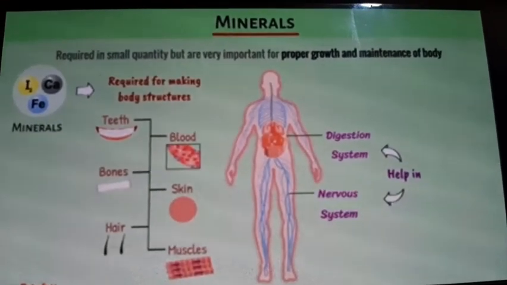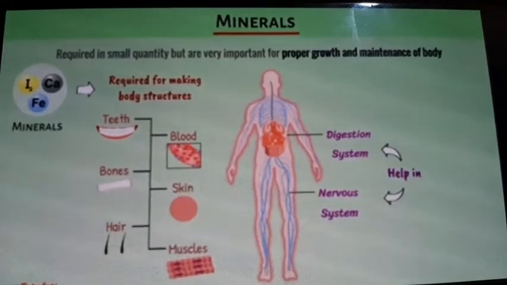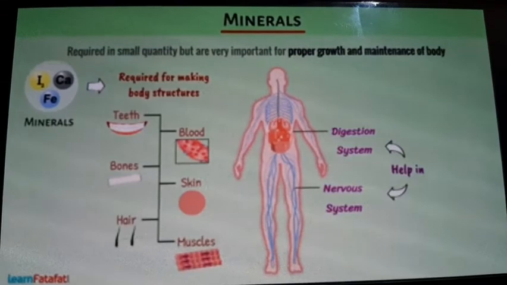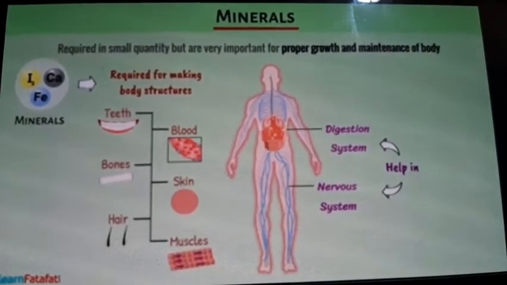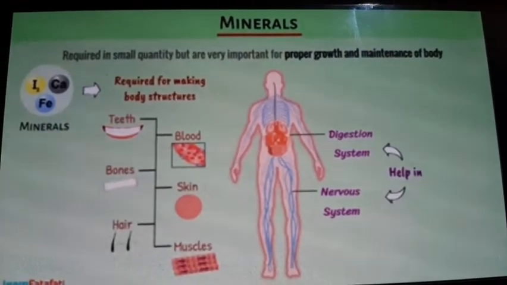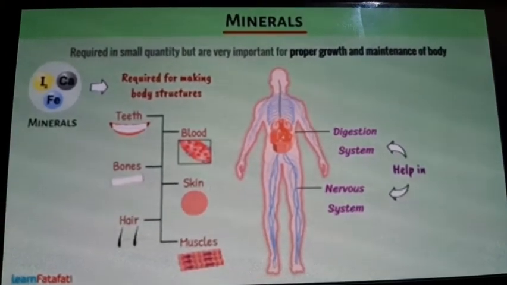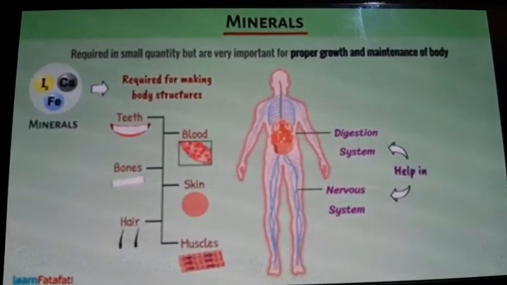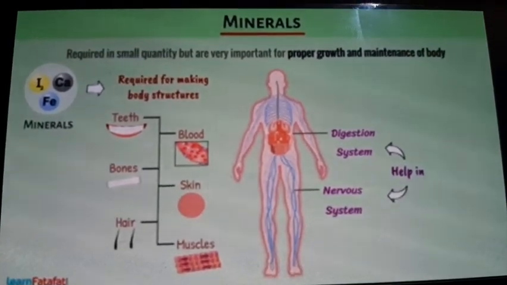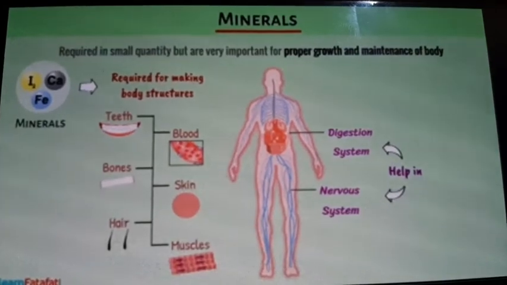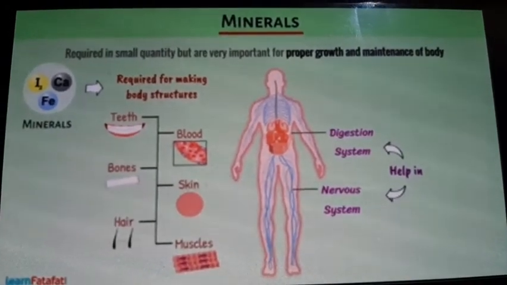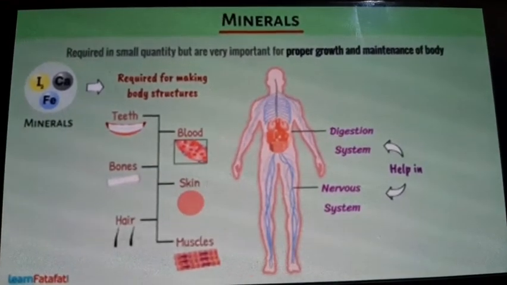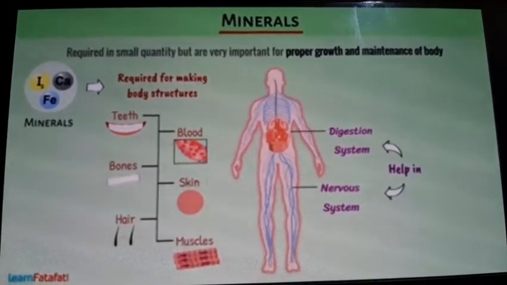Next up we have minerals. Minerals are substances required in small quantity but are very important for proper growth and maintenance of the body. Sources of minerals are green leafy vegetables, lentils, beans, fruits, milk, cheese. Minerals contribute to the digestive system and nervous system. They are important for making body structures like teeth, blood, bones, skin, hair, muscles.